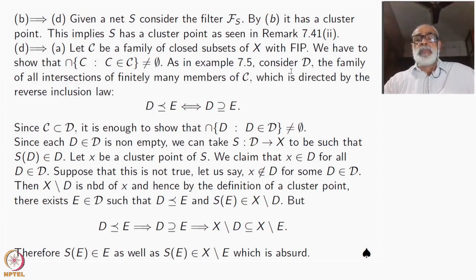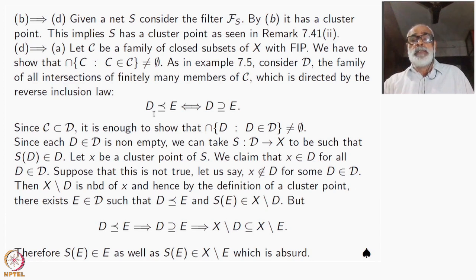So this is what you have to show. As in the previous example, now consider curly D, the family of all intersections of finitely many members of C, which is directed by the reverse inclusion. In particular, it will contain C also. If C1, C2 are members of C, then C1 intersection C2 is in it. In other words, you saturate C by putting in all finite intersections. They are all closed subsets, by the way, and you take the reverse inclusion. That is the partial order there now. We have done this several times, like in 7.5 and so on. So that is the directed set curly D for us.